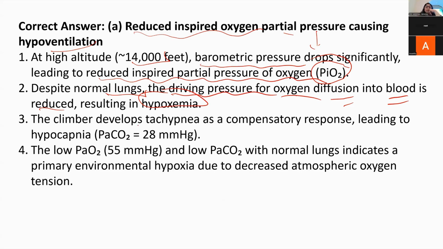Now the climber develops tachypnea as a compensatory response, and because of the tachypnea, the CO2 is exhaled out. So there is hypocapnia. Hypoxemia or hypoxia along with hypocapnia. So the low PaO2 and low PCO2 with normal lungs are indicative of primary environmental hypoxia because of decreased atmospheric oxygen pressure.